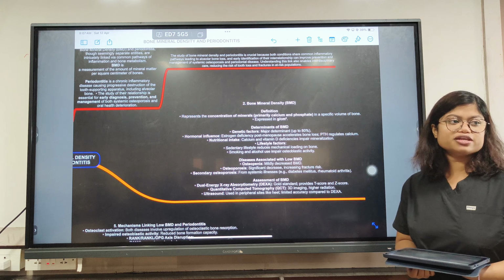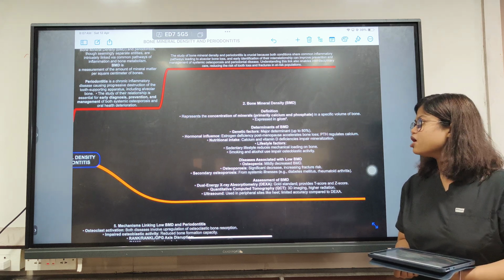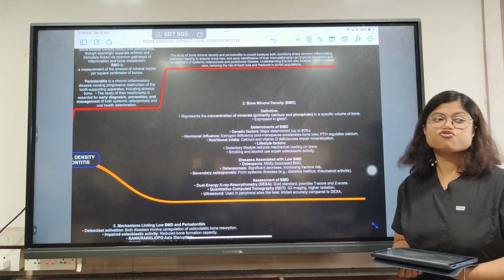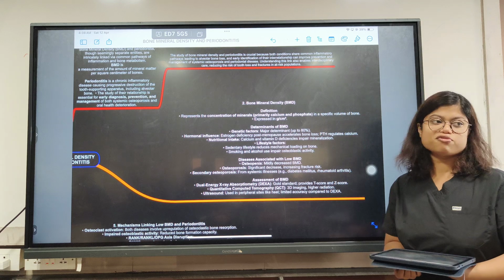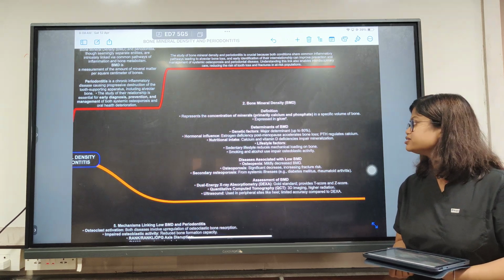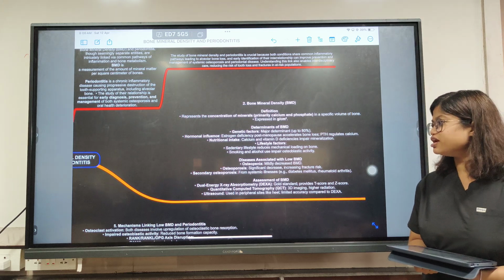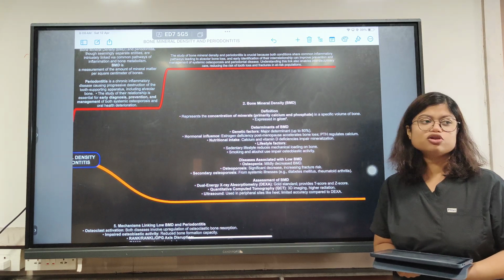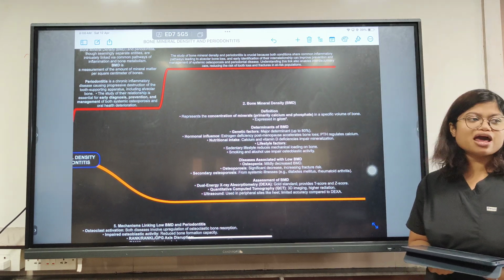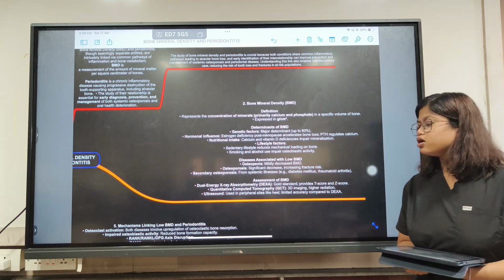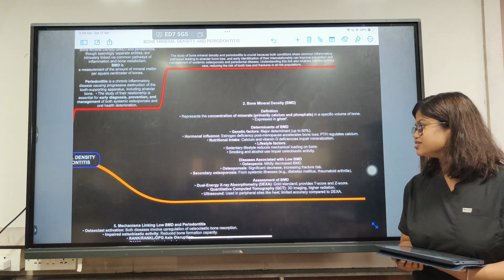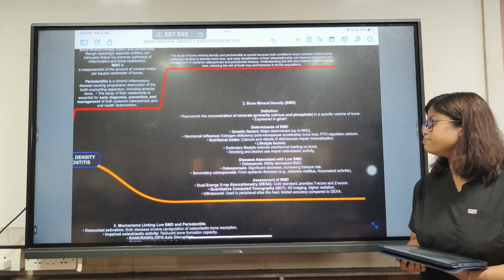Also, the nutritional intake and the lifestyle of the person, specifically the intake of calcium and vitamin D in the form of D3 and other complexes; deficiency impairs the mineralization. Also, lifestyle factors: a sedentary lifestyle reduces the mechanical loading on the bone, and smoking and alcohol abuse also impair the osteoblastic activity and in turn decrease the BMD.